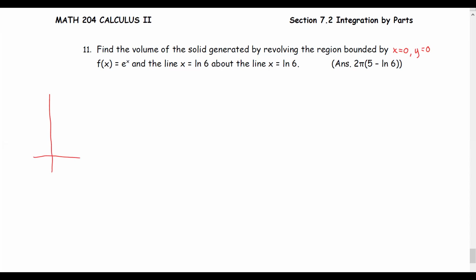Let's sketch the graph. The exponential function y equals e to the x, y equals 0, and the line x equals natural log 6. This region is rotated about the line x equals natural log 6.